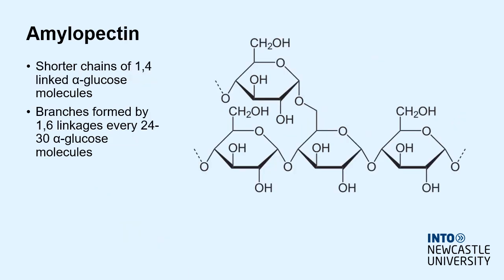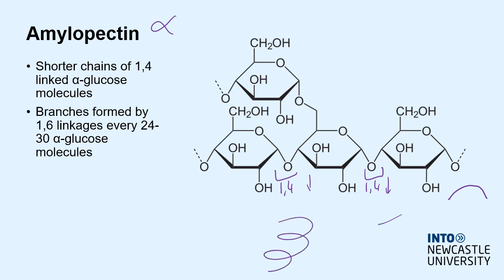Amylopectin is a little bit different. Again, it's still only alpha glucose. We still have the 1,4 glycosidic bonds, and they're still all pointing in the same direction. So we do still get this curve to the molecule, which will become a helix, just like with amylose. The difference is that we have branches coming off. Hopefully you can see here, this is a branch coming off.